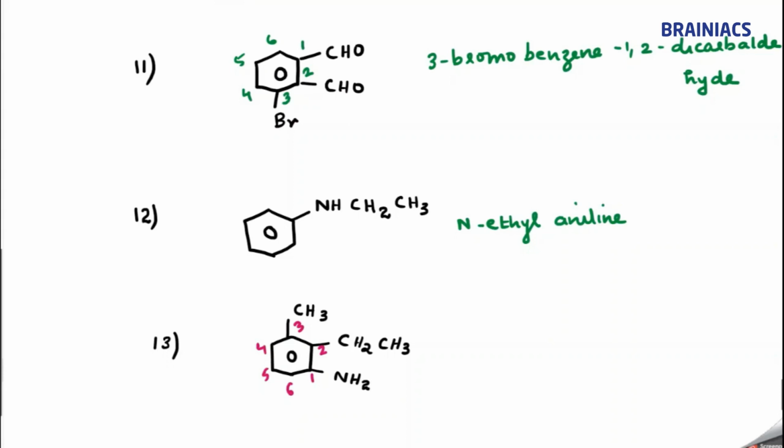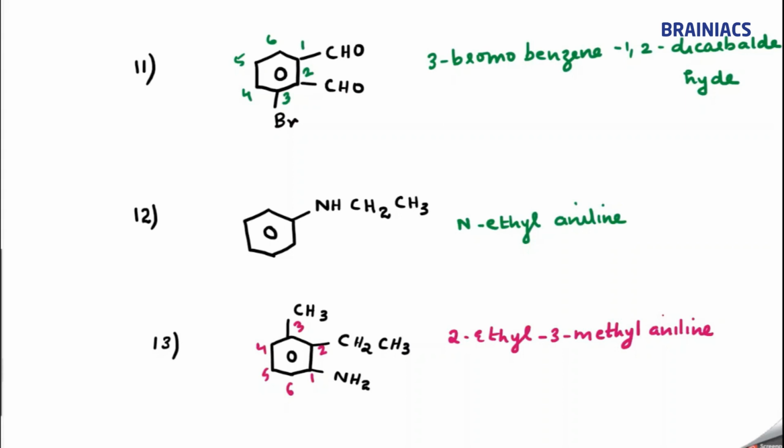Can anybody tell? So almost we have done everything. So I can say you have ethyl and methyl. So let's start with 2-ethyl, correct? Then comes 3-methyl. Then there is nothing. Aniline is there. That's it. So 2-ethyl-3-methyl aniline.